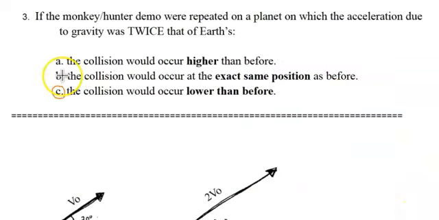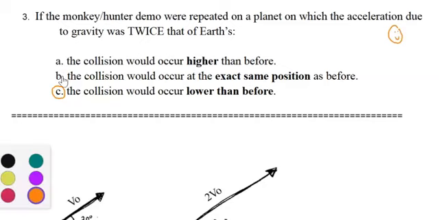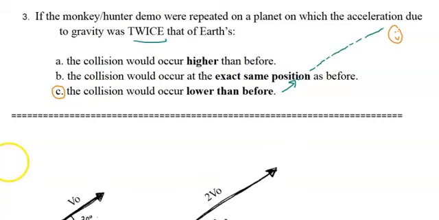All right, question 3. If the monkey hunter demo were repeated on a planet on which the acceleration of gravity was twice that of Earth. So here's the monkey in the tree. Here's the t-shirt cannon. If gravity is stronger, the t-shirt cannon would have this path without gravity, with gravity, let's say here's Earth, and that's when the monkey gets the t-shirt.